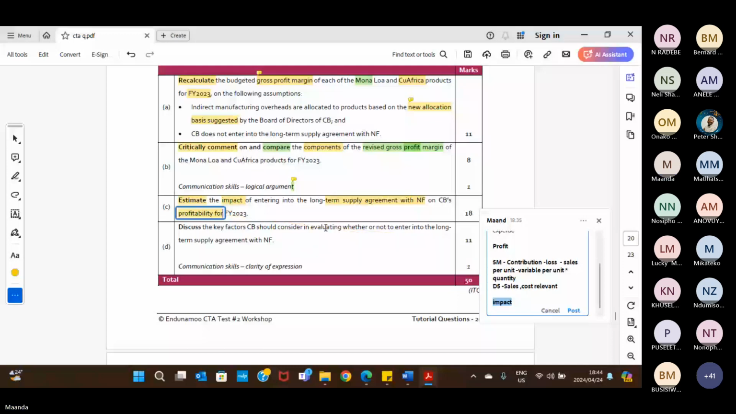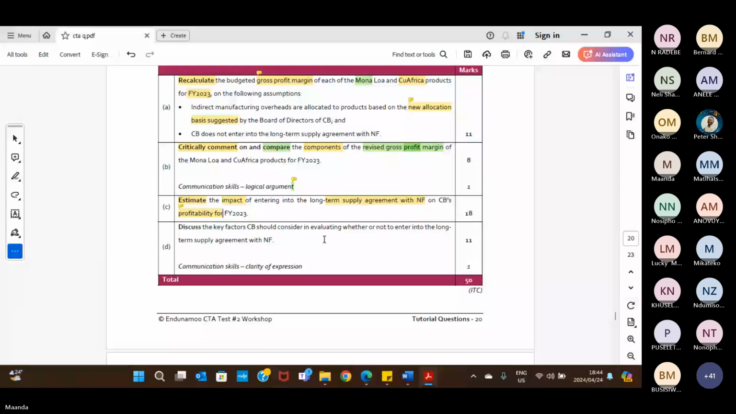All right. Then we have number D. Number D states: discuss the key factors. So I'm discussing my key factor, and we need to discuss. They didn't say state, right? So I then need to discuss and say why I am saying this, because of this and this and this and that. And then we'll give you a mark. And you don't have to write long paragraphs, right?